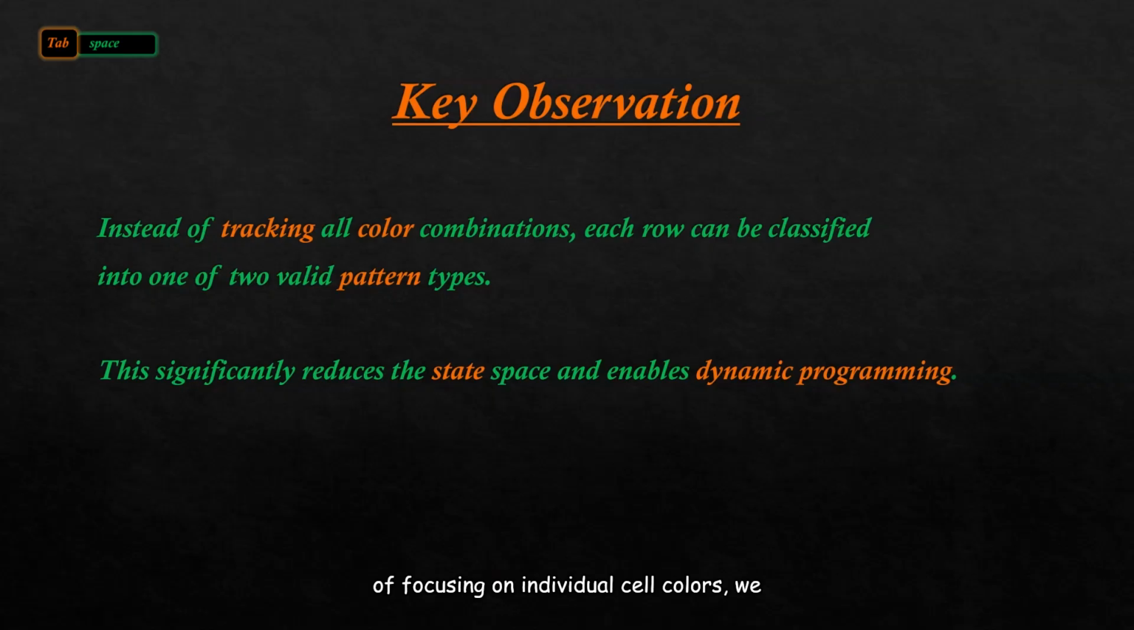Instead of focusing on individual cell colors, we make a critical observation. Every valid row of 3 cells can be classified into one of 2 distinct pattern types based on how colors are arranged. This classification allows us to dramatically reduce the number of states we need to track and makes dynamic programming feasible.